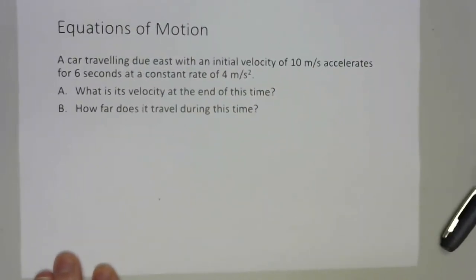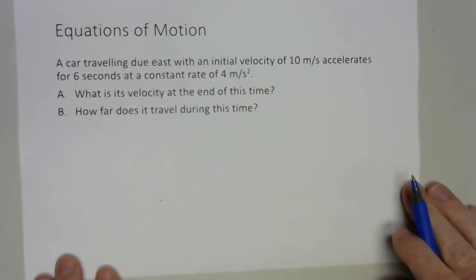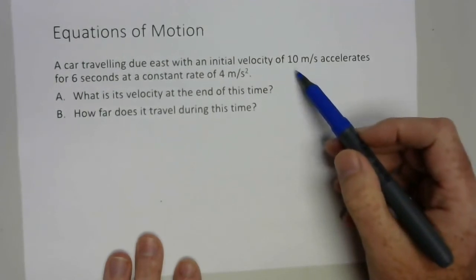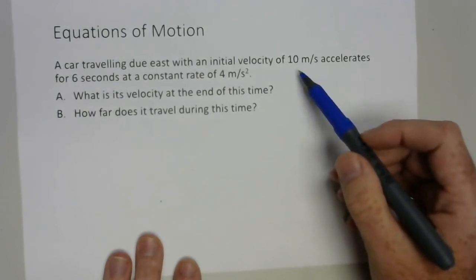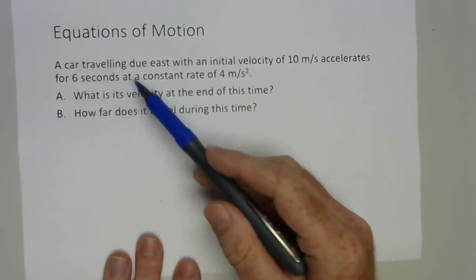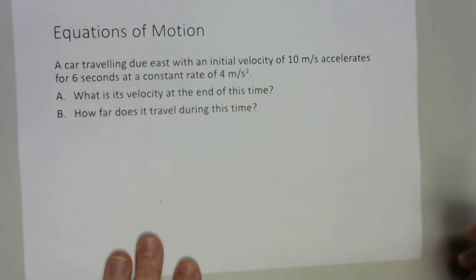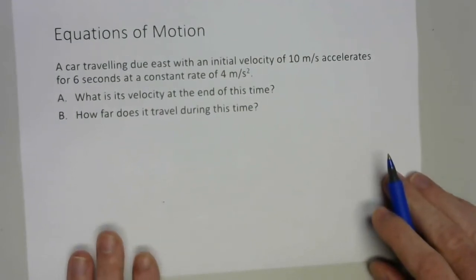Now, here's something with the equations of motion, but still using constant acceleration. In this case, we have a car traveling east with a velocity of 10 meters per second. It accelerates for 6 seconds at a rate of 4 meters per second squared. We want to know the velocity at the end of that time.